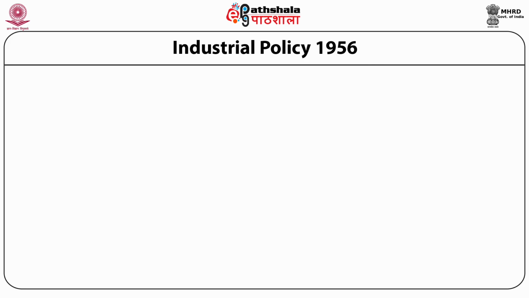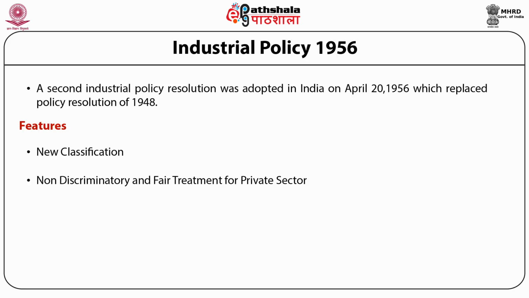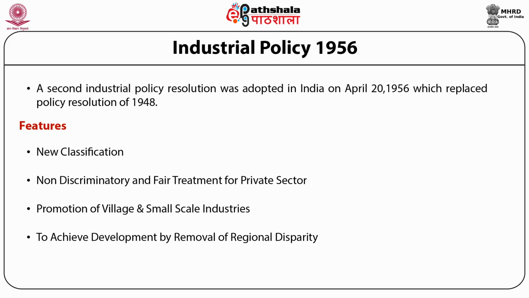Industrial Policy Resolution 1956. This policy came after the first 5-year plan, where the objective was social and economic development and the socialistic pattern of society. The policy was announced on 30th April 1956. The major features were new classification of industries, non-discriminatory and fair treatment for the private sector, promotion of village and small-scale industries to achieve development by the removal of regional disparity, and labor welfare.